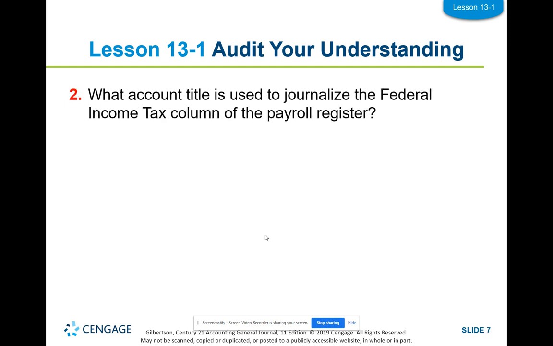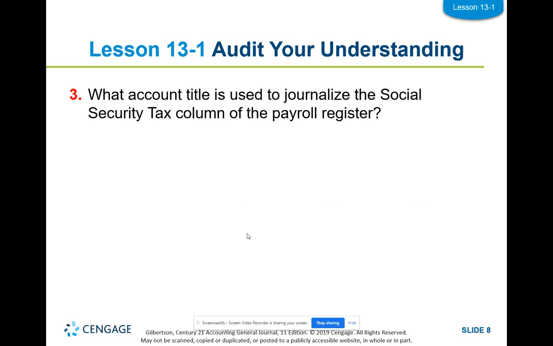And what account title is used to journalize the federal income tax column of the payroll register? So what it's wanting you to do, just go back and look real quick. Federal income tax, remember I said everything that we owe the government is going to be called a payable. And so this one's kind of tricky. It is not called the federal income tax payable account. It is actually called the employee income tax payable account. So that's one you're going to need to remember. It is the employee income tax payable account, which is what you use for your federal income tax column.